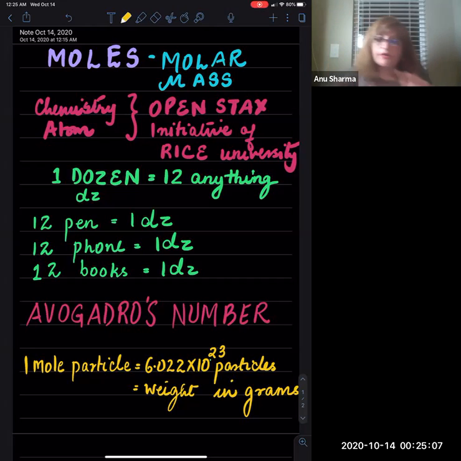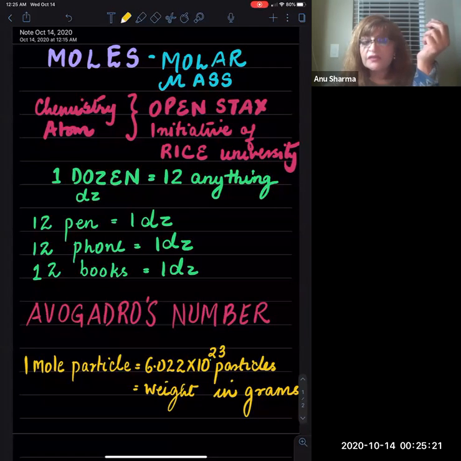Okay, so when we talk about the moles, before that let's try to understand what moles are and where they come from. A mole is a unit that is used to determine the weight of particles and the number of particles. Just like a unit of 12, like 12 of something, is equal to 1 dozen of that thing, right? For example, you have 12 pens, or 12 phones, or 12 books. They're all going to be 1 dozen. 12 shoes, 12 chairs, 12 candies, all of them 1 dozen.